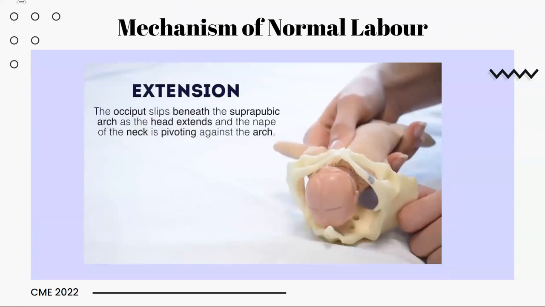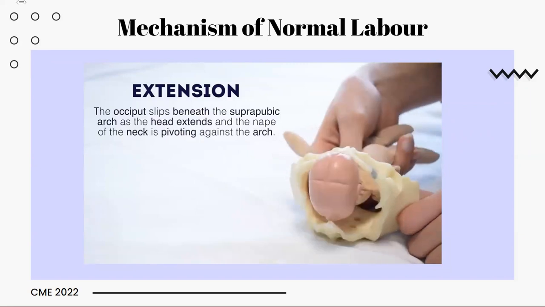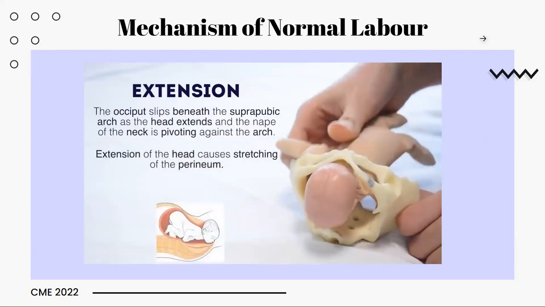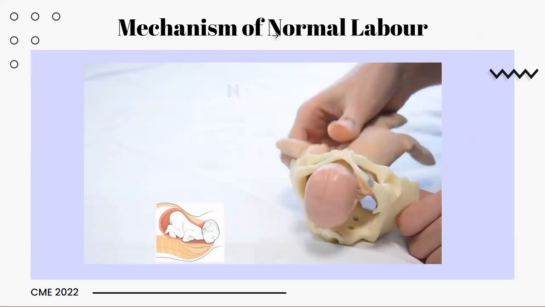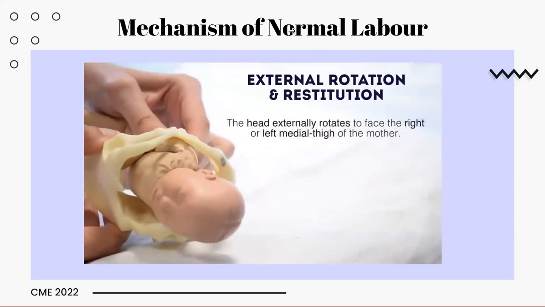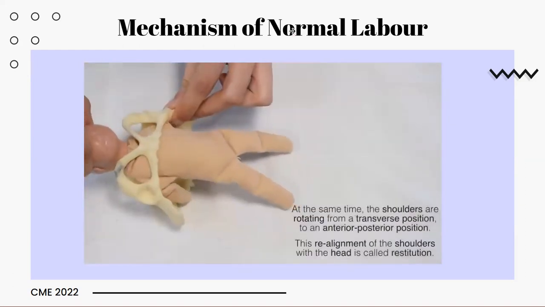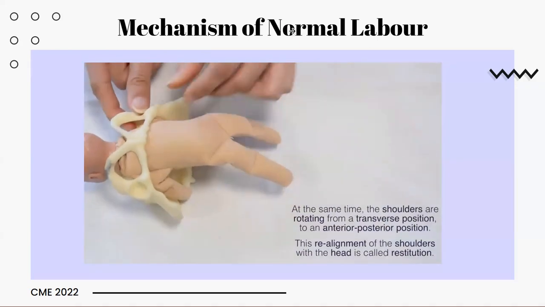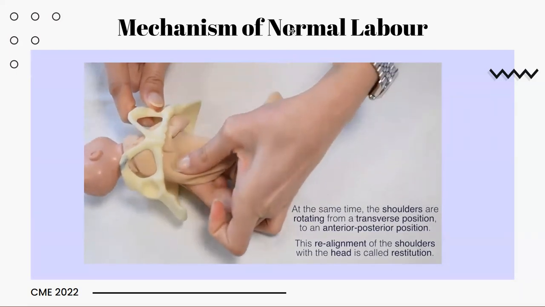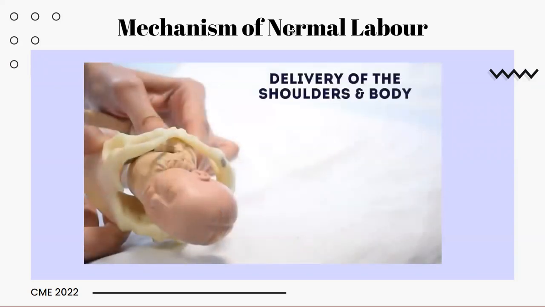Extension. Here, the occiput slips beneath the suprapubic arch, causing extension of the fetal head. As this extension occurs, the fetal head pushes against the perineum, causing it to stretch. External rotation and restitution. The head externally rotates to face the right or left medial thigh of the mother. At the same time, the shoulders are also rotating from a transverse position to an anterior-posterior position to realign 90 degrees with the head. This realignment is called restitution.